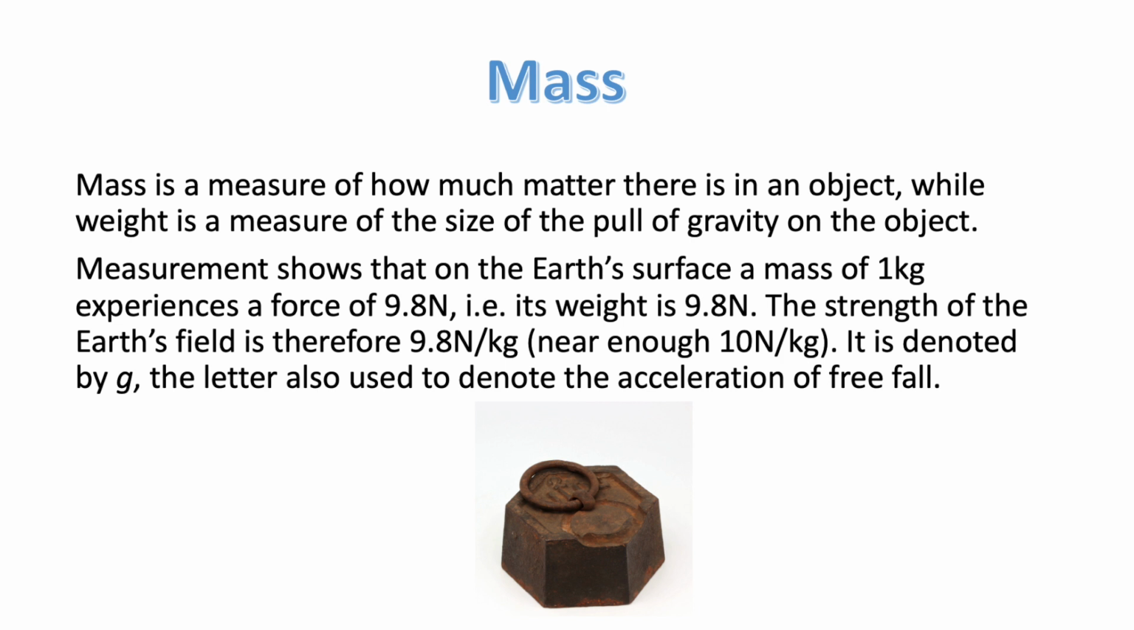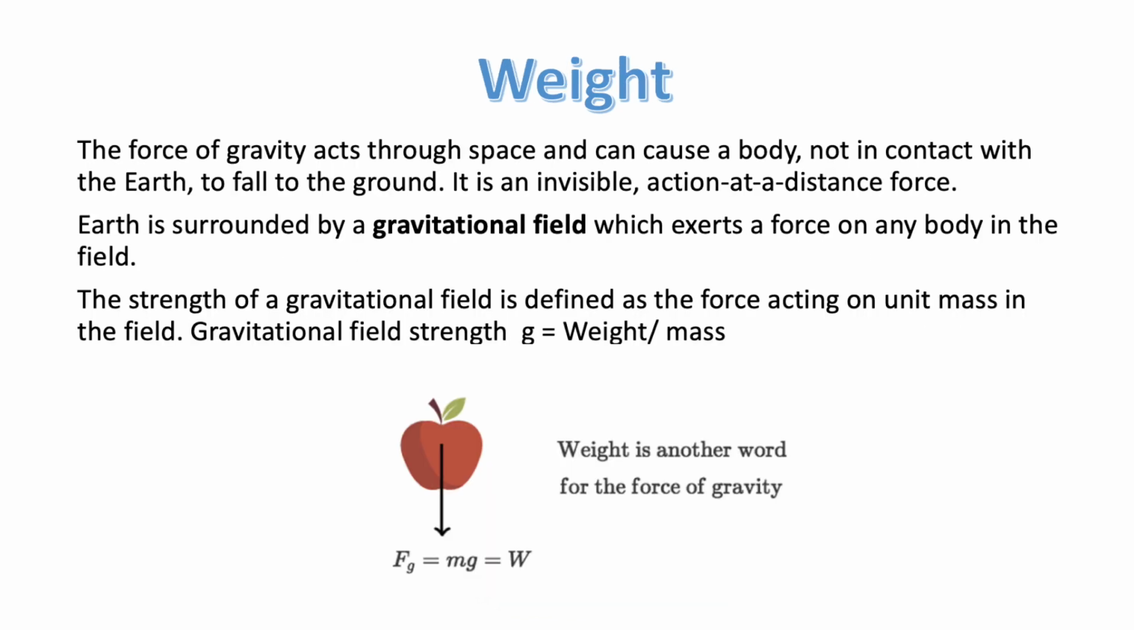The strength of Earth's field is therefore 9.8 Newton per kilogram, near enough 10 Newton per kilogram. It is denoted by g, the letter also used to denote the acceleration of free fall. The force of gravity acts through space and can cause a body not in contact with the earth to fall to the ground. It is an invisible action-at-a-distance force.